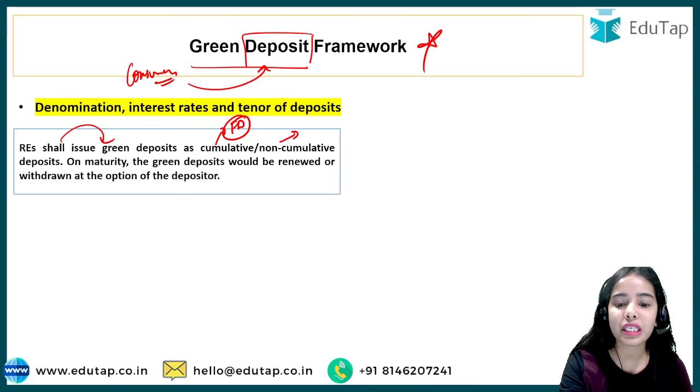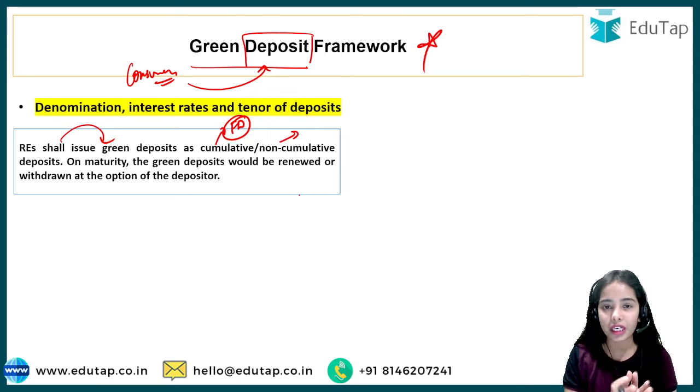Non-cumulative deposit means that the interest is not cumulative, it is not adding up. You get the interest on a regular basis, on a monthly basis or on a quarterly basis.